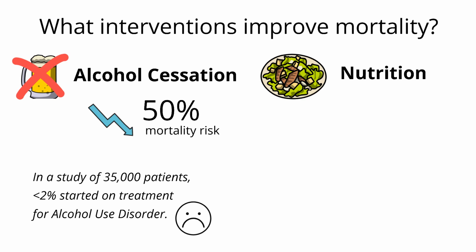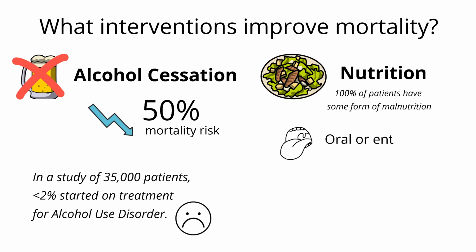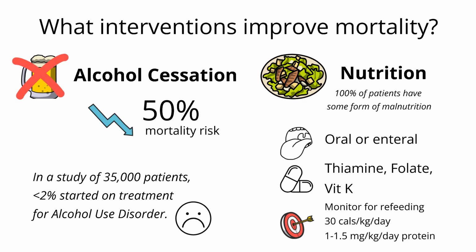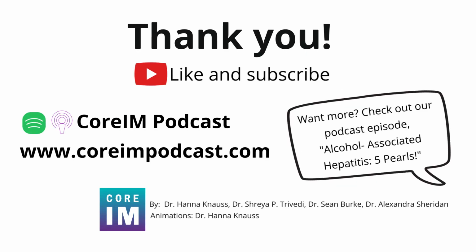Correcting nutritional deficiencies is also important. Some studies have shown that 100% of patients with alcohol-associated liver disease have some form of malnutrition. Some general guidelines are that nutrition should be provided orally if possible, or enterally if they're not meeting their caloric needs. We should supplement their diet with thiamine, folate, and a multivitamin. In certain cases, vitamin K may be needed as well. Consider avoiding maintenance fluid to prevent fluid retention, and in all of these patients, make sure to monitor for refeeding. Overall, we should be targeting 30 calories per kilogram per day with 1 to 1.5 milligrams per kilogram of protein.